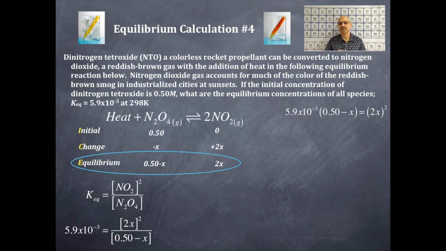And that's what I've got right there. So now I'm going to distribute the 5.9 times 10 to the negative 3 with the 0.5 and with the negative x, and I'm going to take care of that 2x quantity squared and make that into a 4x squared. So that's what I've done there: I've distributed that term outside the parentheses, and I've got that 4x squared term.